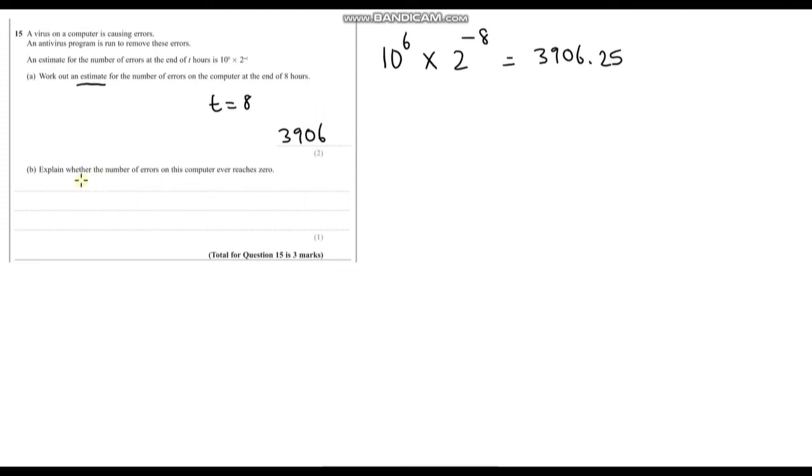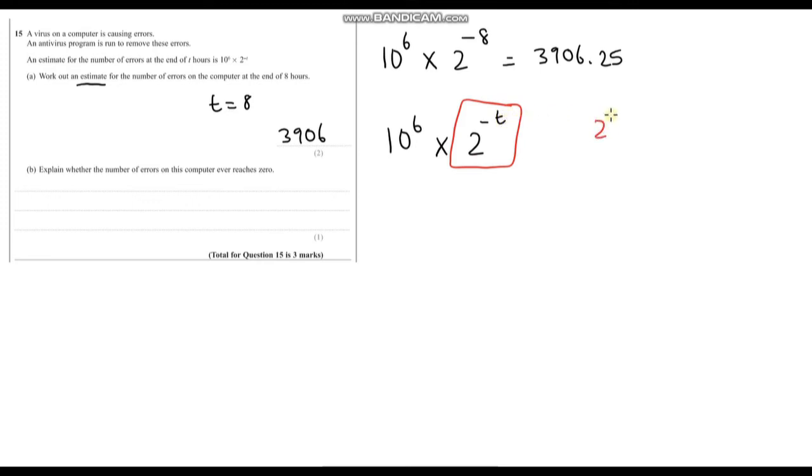Okay, question B. Explain whether the number of errors on this computer ever reaches 0. So it's basically saying, can the formula that we've got, so 10 to the power 6 times 2 to the power negative t, can that ever equal, or can that ever reach 0? Now, the reason why it can't reach 0 is to do with this bit here. Okay, 2 to the power negative t. Because if t is the number of hours, you can only ever have positive t values.